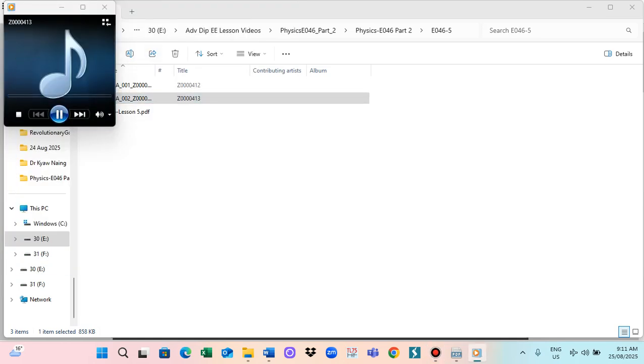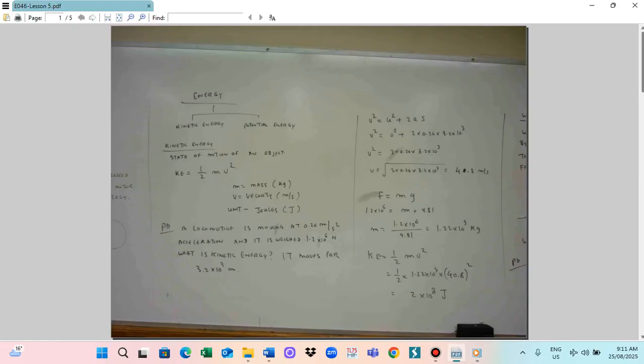Energy is the capacity to do work. This is what energy is. Energy and work are very related. What is work done? When a force acts on an object, and the object starts from there and moves, work is done. So energy means the ability to do work. So this is energy.